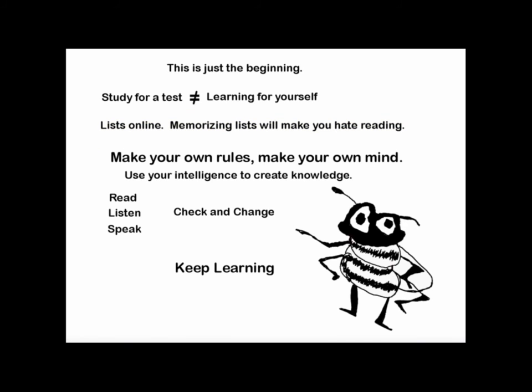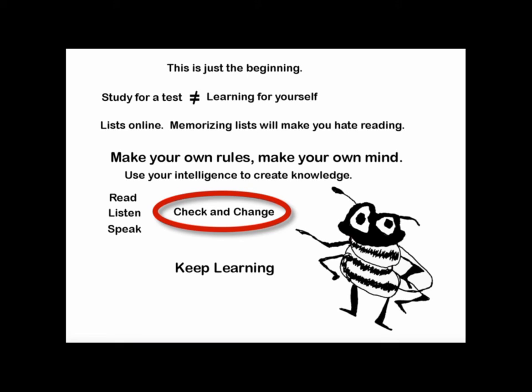What we want to do is use our intelligence to create knowledge, and then we'll be proud of what we know, and we'll be sure of what we know, and we'll really be able to use it. So we're going to make our own rules and make our own minds, and that will make us smart, intelligent, creative.